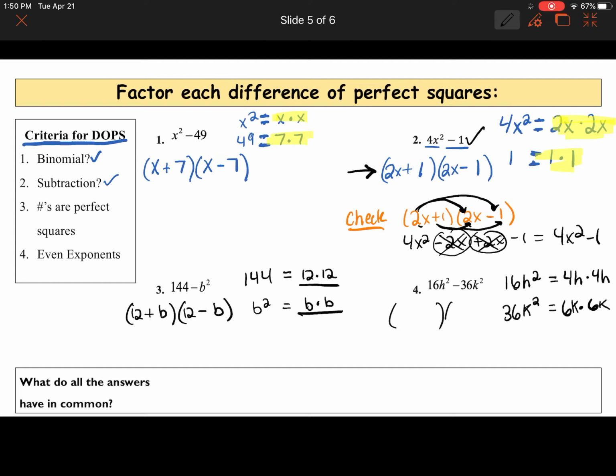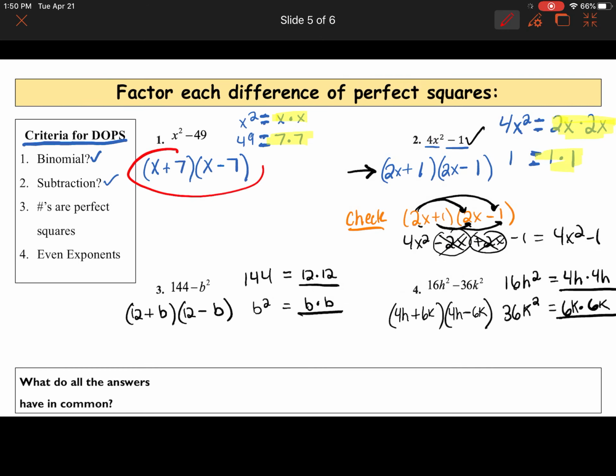So now I set up my parentheses, a plus and a minus, and I put in my 4h, and I put in my 6k. And we're done. That's your answer. It's fully factored. Okay, what do all of these answers have in common?